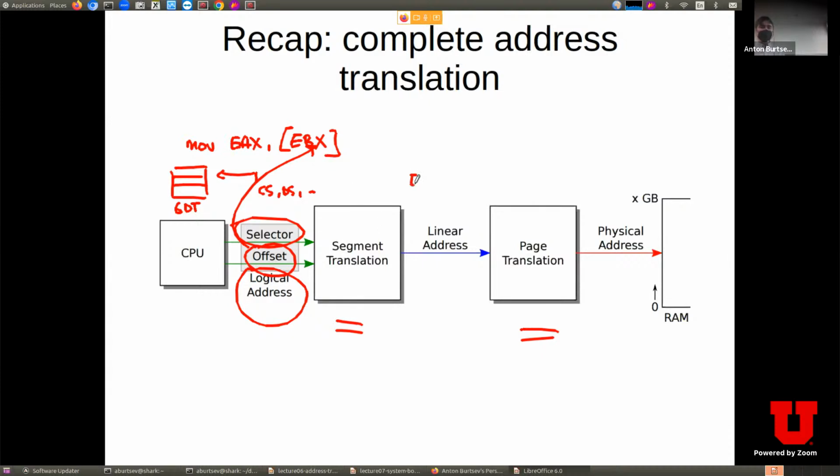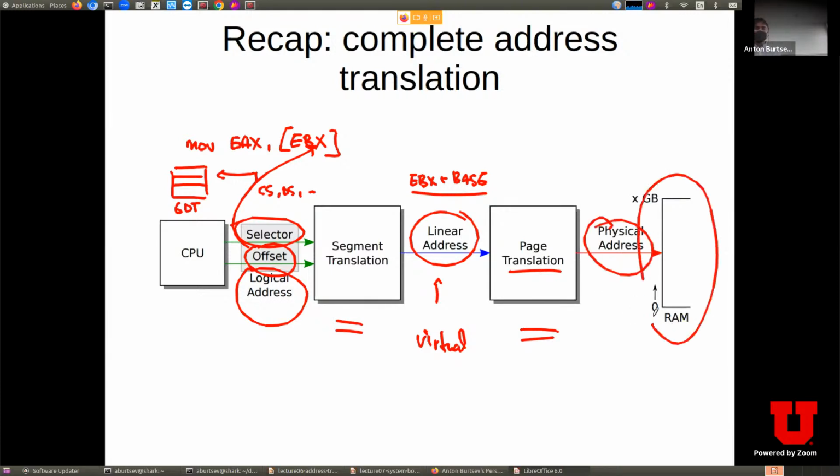So roughly here, you will have something like EBX plus base, right? And Intel calls this a linear address because it's not two components, but just one. So now it's linear. They came up with this term. Typically, people just call it virtual. And this number becomes the input to the page table translation, right? And so the page table translation then goes to the page tables, right? And you get the physical address, and this one goes to DRAM, right? Clear?